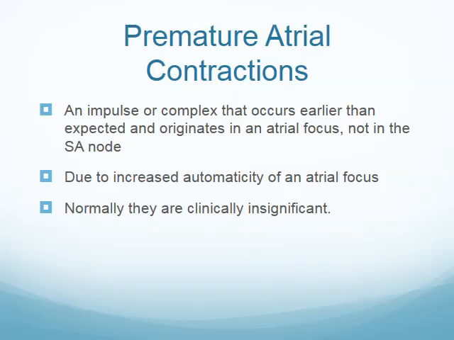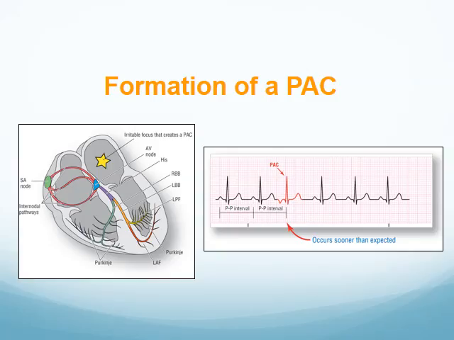Premature atrial contractions. We've already kind of talked about these before. It's a complex that occurs earlier than it is supposed to, and it originates somewhere other than the SA node, but still in the interatrial pathways. It's due to increased automaticity in an atrial focus, normally clinically insignificant unless you start seeing a bunch of them.